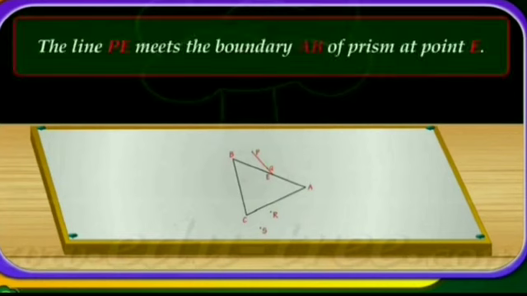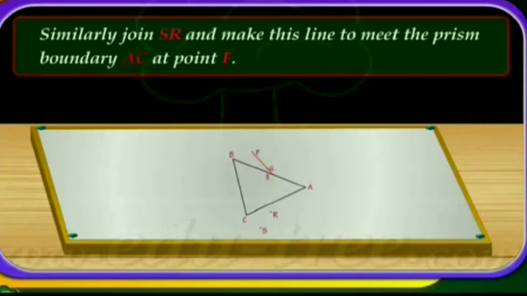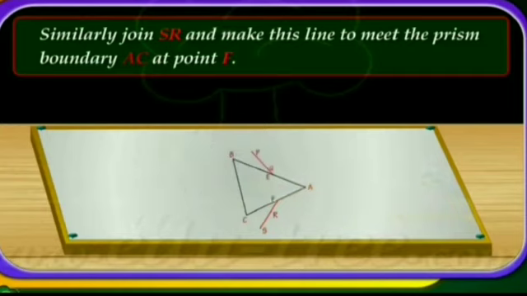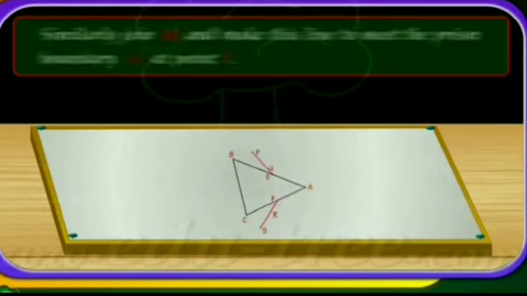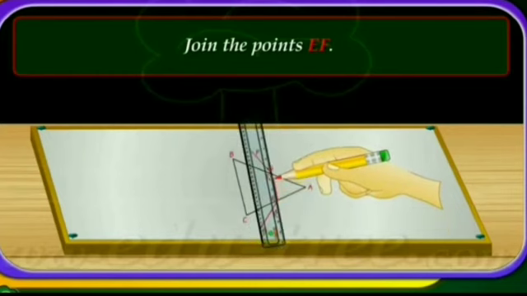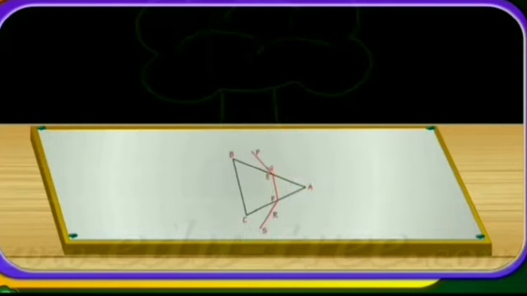Remove the glass prism and the pins. The line PE meets the boundary of the prism at point E. Similarly, join SR and make this line meet the boundary AC at point F. Join the points E and F.